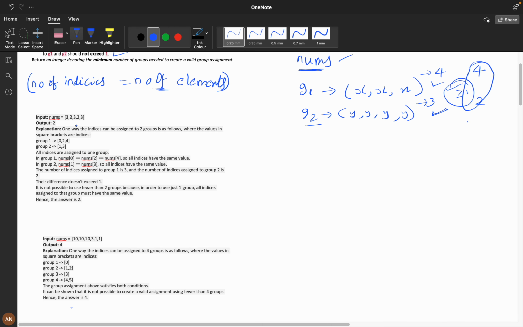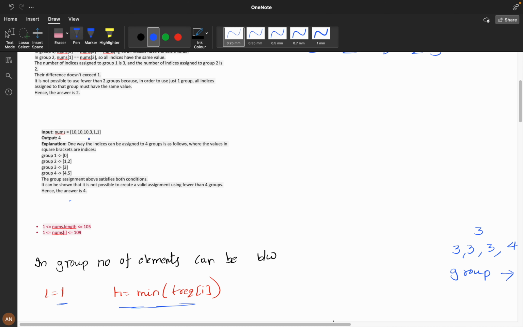First, let's understand the first input: 3, 2, 3, 2, 3. You have assigned into group 1 the indexes 0 to 4 which are 3, and group 2 includes indexes 1 and 3. You can see the difference between the number of elements is less than or equal to 1. So it's my valid assignment, and in two groups it got satisfied. And in this other example we have divided into 4 groups, and in the same way the difference between the number of elements in each group is less than or equal to 1. So this is also satisfied with the answer as 4.